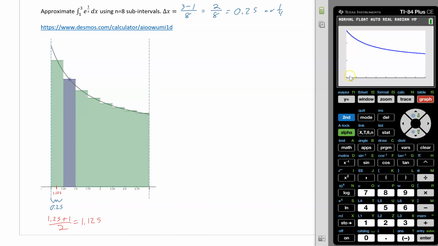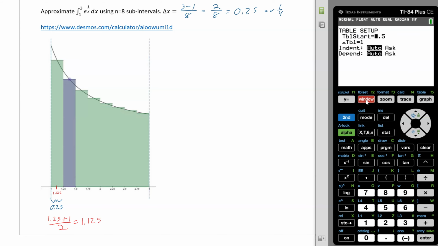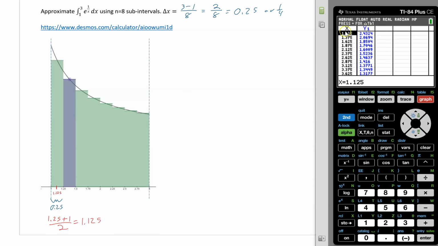Now hitting trace and then inputting each of these is going to be a lot of work. So it's best to just go second, table set. Our first one is at 1.125. And our delta table is our delta x, so 0.25. And then that way, when you go to your table, it will now actually list all of the different values. So you have 1, 2, 3, 4, 5, 6, 7, 8 of them to input because we have 8 subintervals. So we're going to write all of these down now in our function. So you're going to hit pause and do that now.